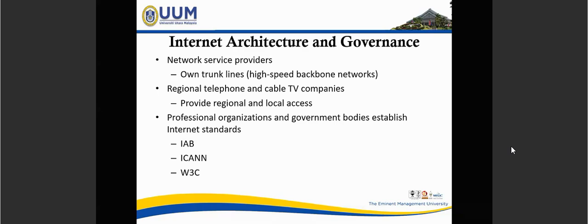What are the professional organizations and companies, what do they do? They establish internet standards. This kind of standard helps to connect easier.